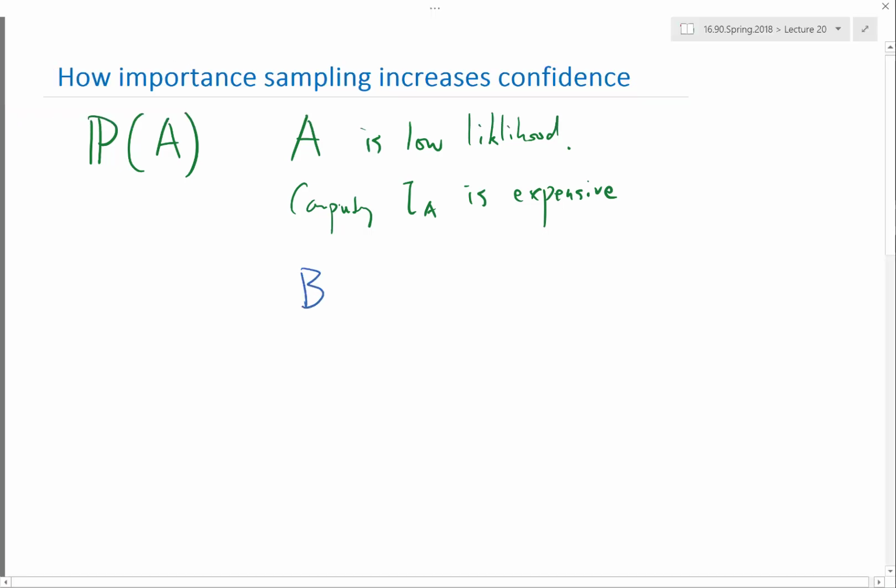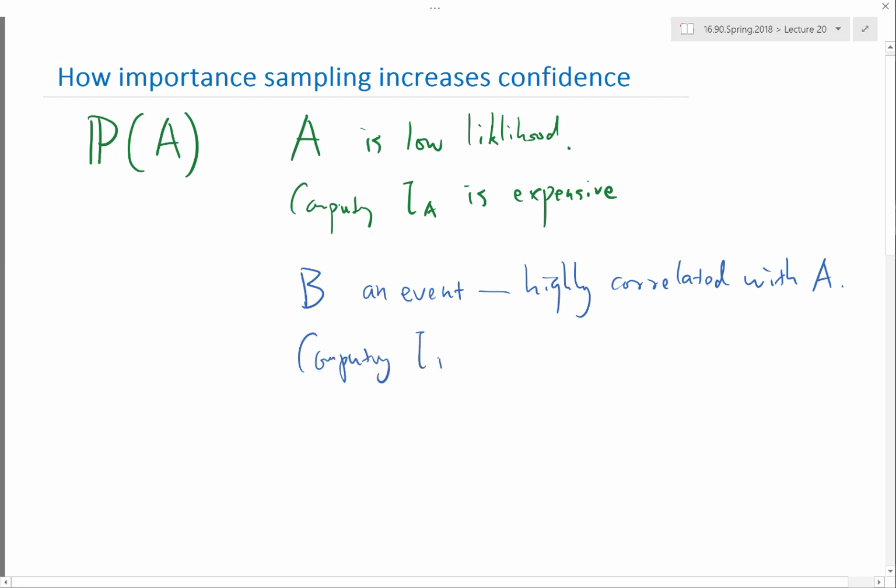Event B is highly correlated with A, and computing B is much less expensive.